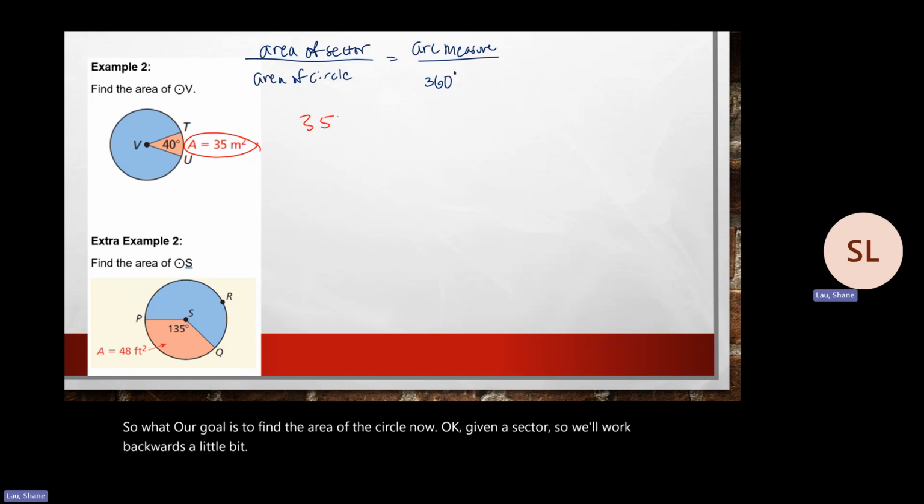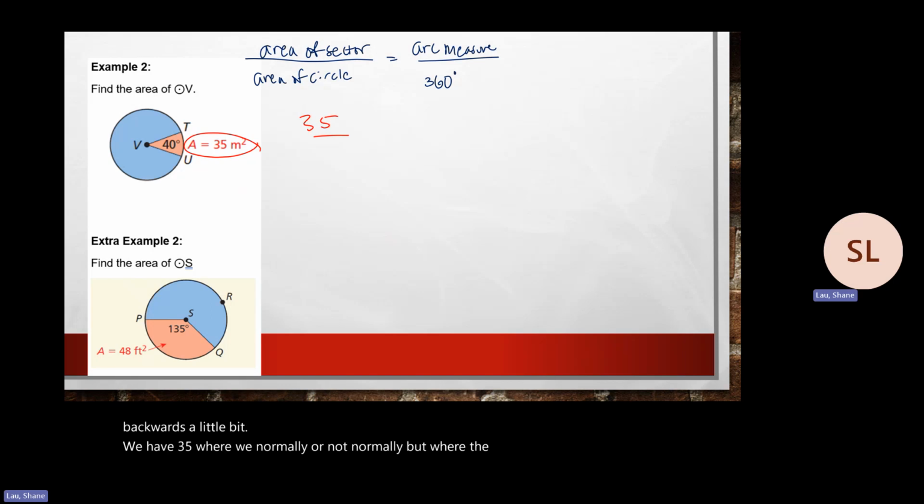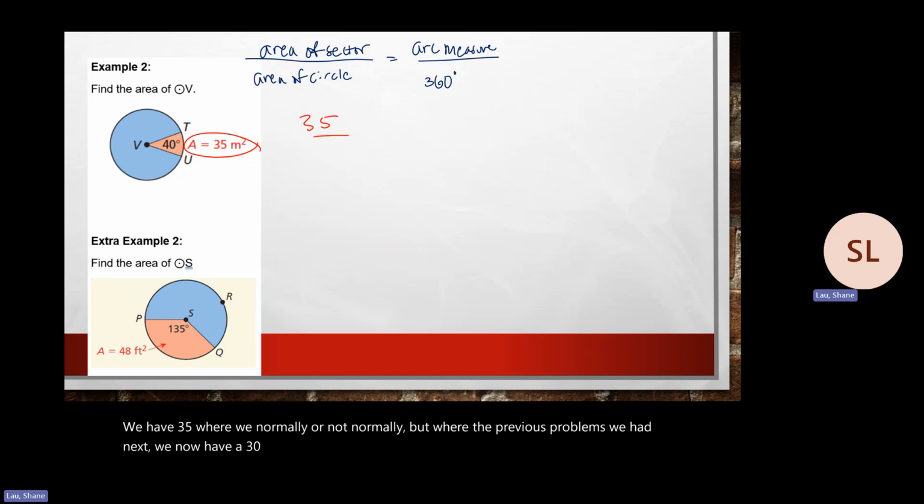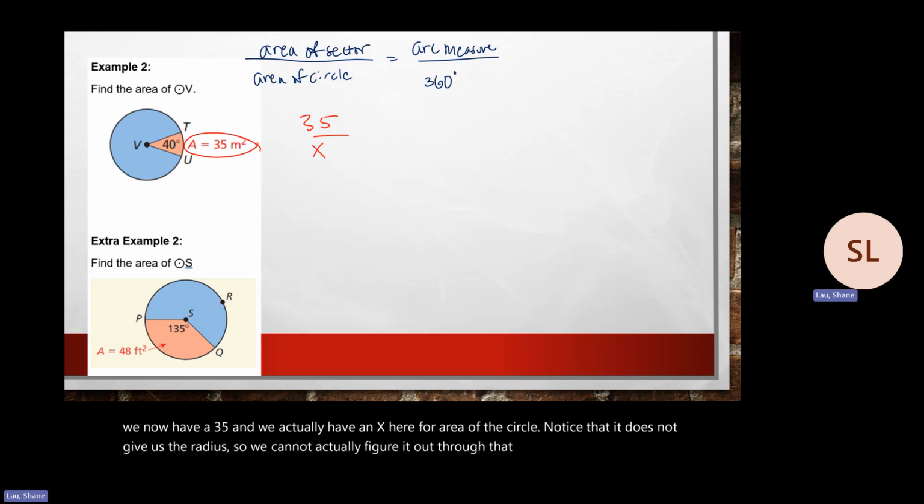In the previous problems we had an x where we now have a 35. And we actually have an x here for our area of the circle. Notice that it does not give us the radius, so we cannot actually figure it out through that method. But here we can figure it out this way.